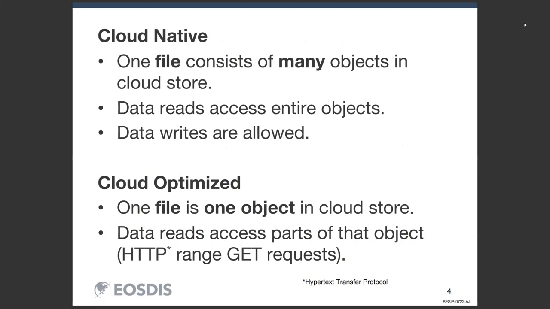In most cases in cloud native, what we used to think of as one file actually consists of many objects. Cloud native formats do allow both data reads and data writes, in other words, they allow modifying things. And data reads typically access each object individually and entirely. Whereas in cloud optimized, one file is really one object and there is no writing. You can either rewrite the whole thing or you cannot just change little pieces here and there. And as James mentioned, the underlying mechanism for reading is HTTP range GET requests somewhere into that one object. And if you know where those range GETs should go, that's what makes it cloud optimized, essentially.